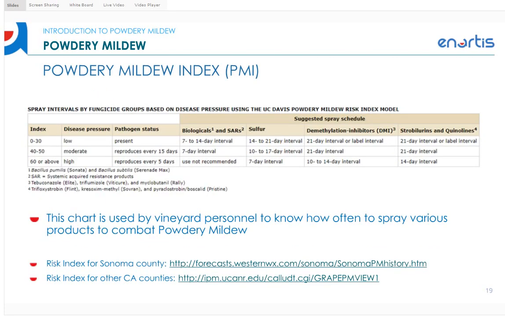So before I move into the next slide of current conditions, I want to introduce the powdery mildew index. Grape growers use this to determine infection risk and calculate spray intervals during the season for various fungicides. On the far left, indices between 0 and 30 are low disease pressure, so low risk. 40 to 50 is moderate pressure, and 60 or above is high pressure. Depending on the index, you can get an idea of how frequently to spray common fungicides. For a powdery mildew index of, say, 75, you would spray sulfur, for example, on a 7-day interval.